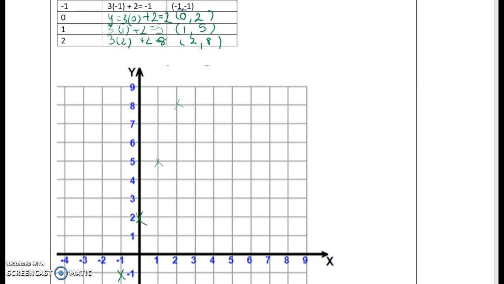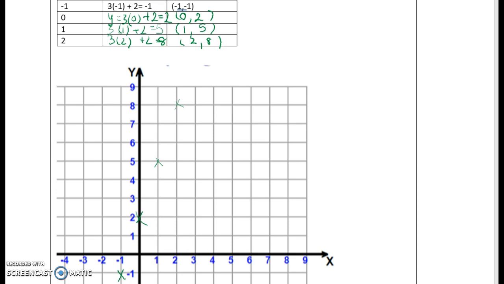Now, I could have chosen some values that were in between. I could have chosen x equals a half, and I could have substituted that in, and I would have found an answer somewhere around there, in line with all of those. Can you see that they all form a straight line?